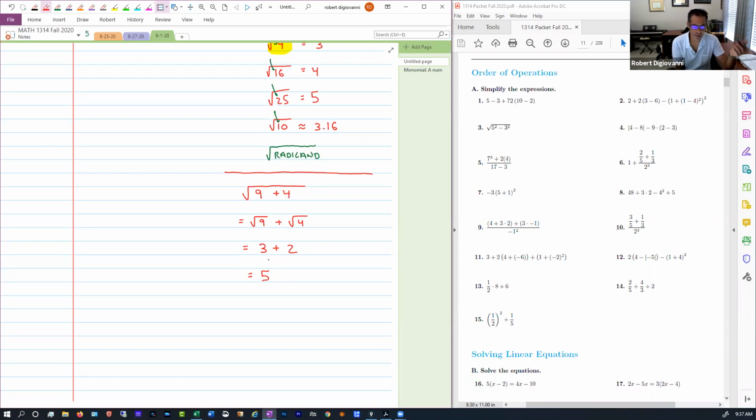You can convince yourself that this isn't true by just figuring out what 9 plus 4 is, right? 9 plus 4 is 13. So is the square root of 13 equal to 5? It shouldn't be, right? The square root of 25 is 5.